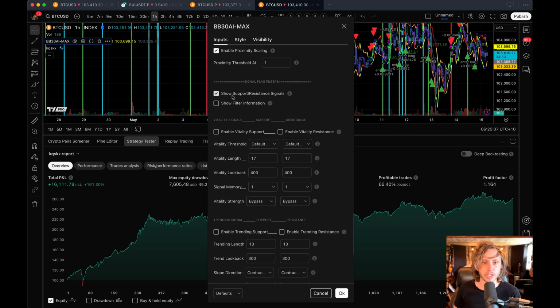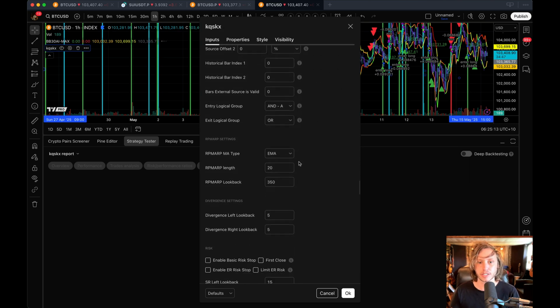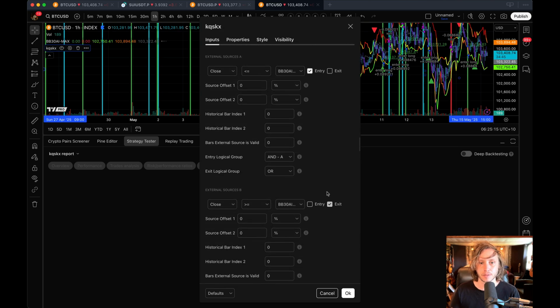I'm going to go ahead and turn that off, and I'm also going to disable this section here because we don't really need it.